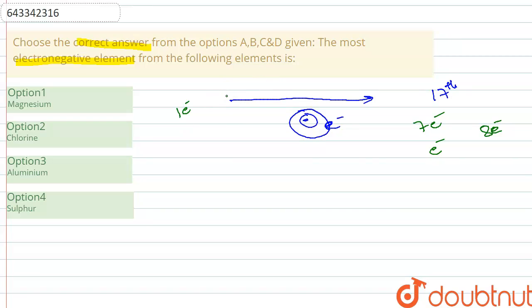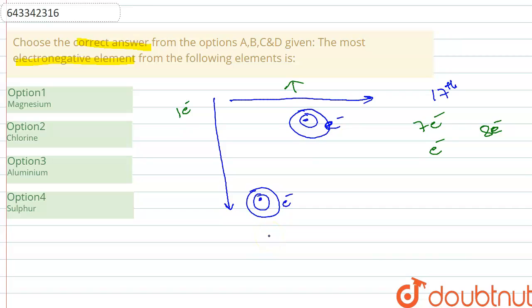Elements on the right side of the periodic table have the tendency to attract electrons because their outer electronic configuration is almost filled, such as in the case of halogens, where there are 7 electrons in the outermost shell. So the electronegativity increases as we go from left to right in the periodic table, whereas if you go from top to bottom in a group, the number of shells keeps on increasing, but the number of electrons in the outermost shell remains the same.